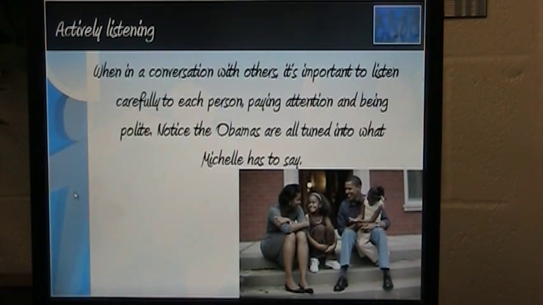An example of actively listening: when in a conversation with others, it's important to listen carefully to each person, paying attention and being polite. Notice the Obamas are all tuned into what Michelle has to say. So, this is a good example of actively listening because I think it's obvious by their facial expressions that they're all in tune to Michelle and paying attention, being courteous, and letting her have the floor.